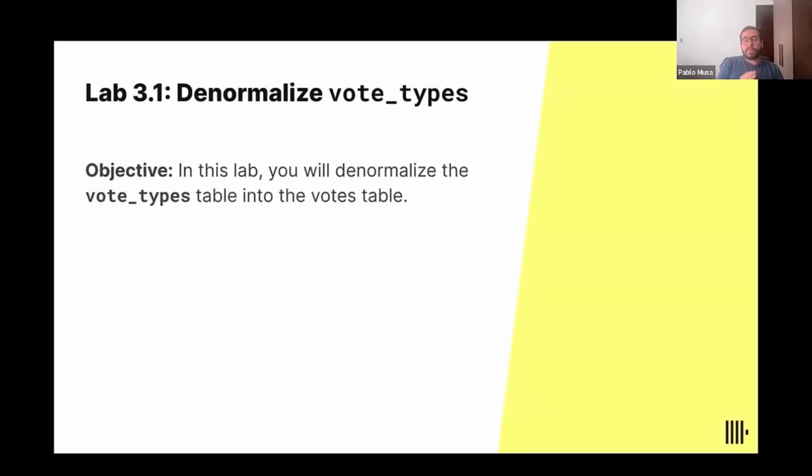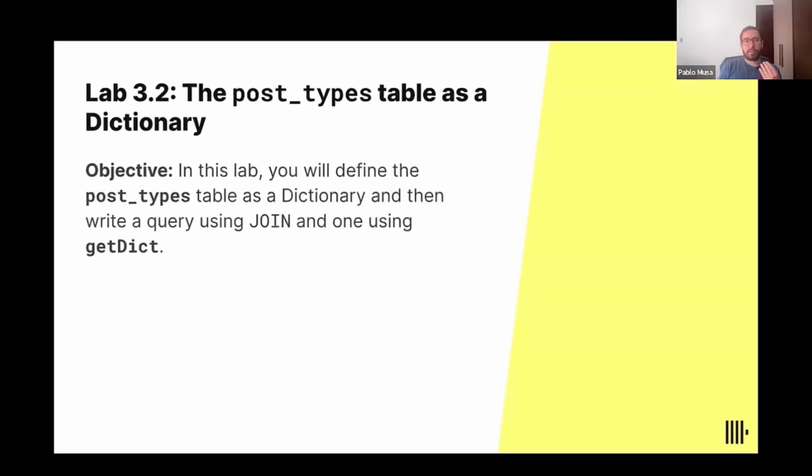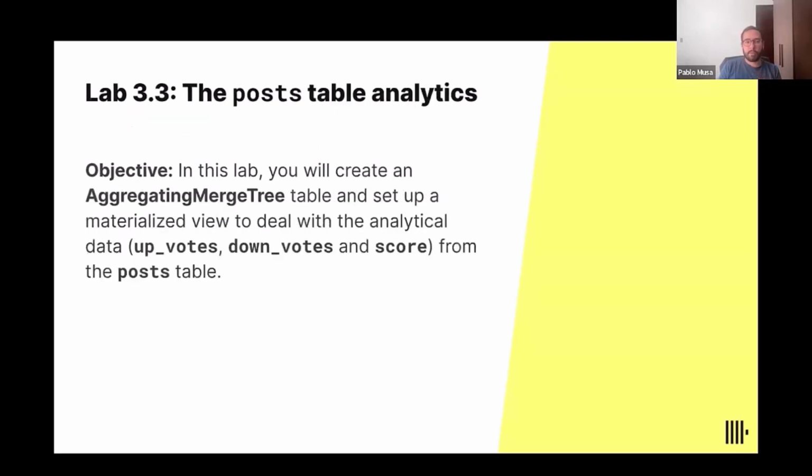There are labs for everything we discussed. Here we have one for the vote types denormalization, one for the dictionary, and one for this aggregating merge tree strategy along with the materialized view. I strongly recommend you go through the labs, to really play with it, to see how easy ClickHouse is to use and also how it shines when you're trying to do analytics, because you have a lot of functions that make it very, very easy. There are a few queries in there where you'll see the comparison between how you do it in ClickHouse and how you would do it in PostgreSQL.